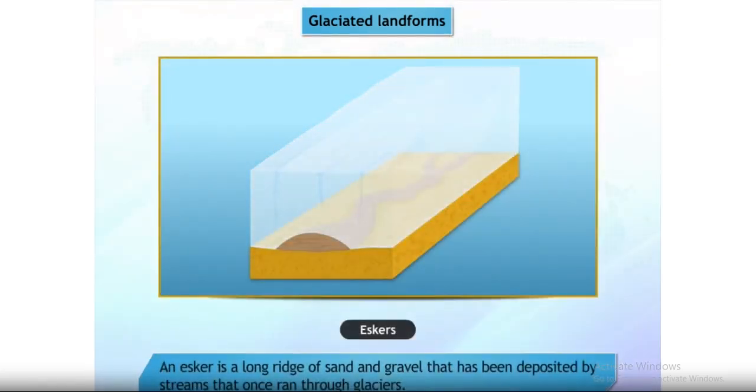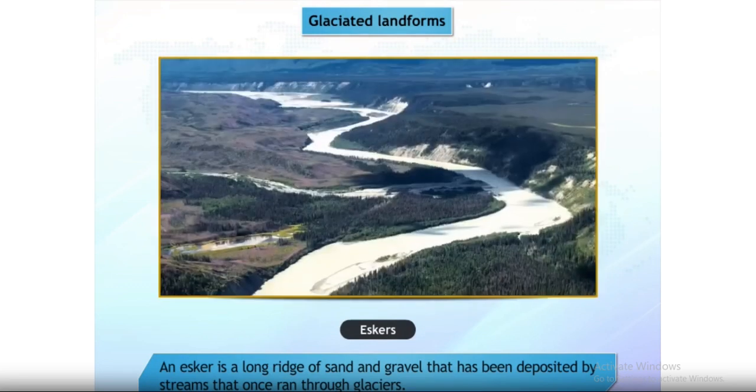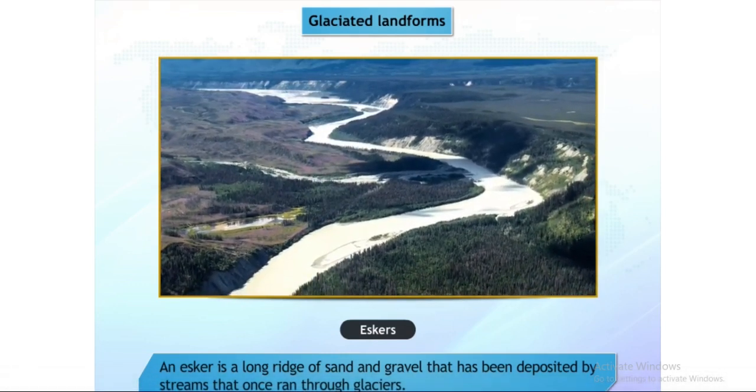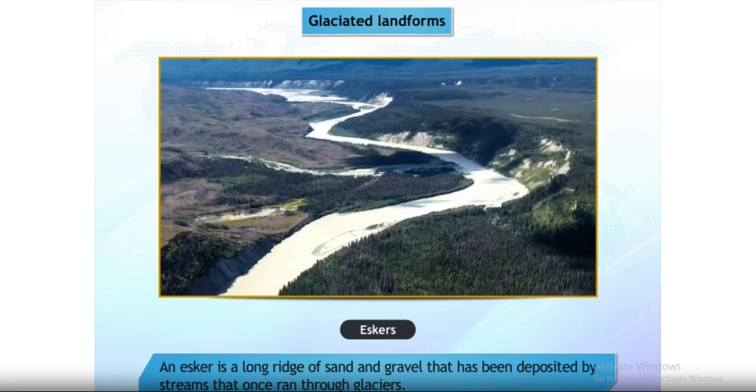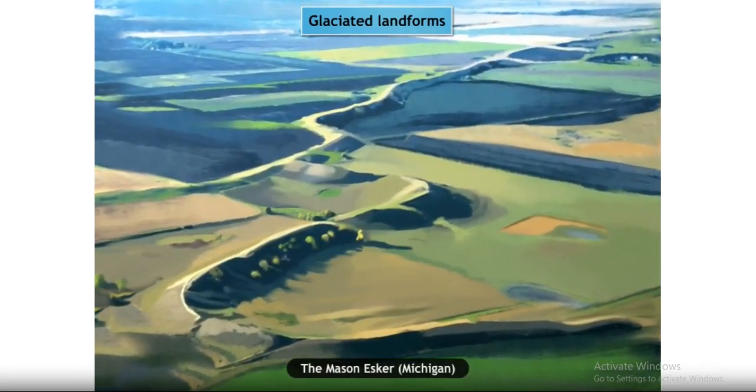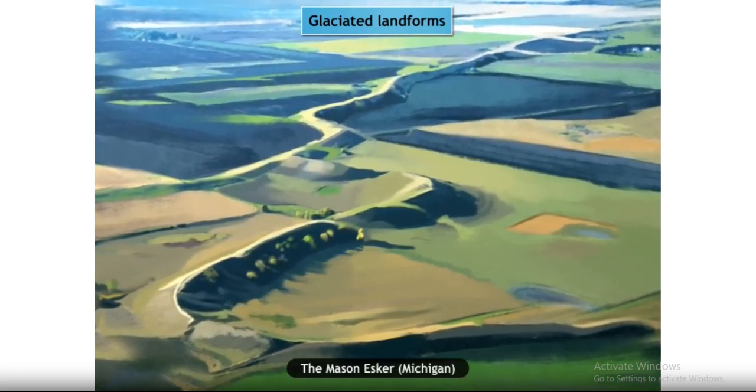An esker is a long ridge of sand and gravel that has been deposited by streams that once ran through glaciers. Eskers form where the debris accumulates and is left after the ice has melted and the streams have moved on. The Mason Esker in the state of Michigan is the longest and most famous in the United States.